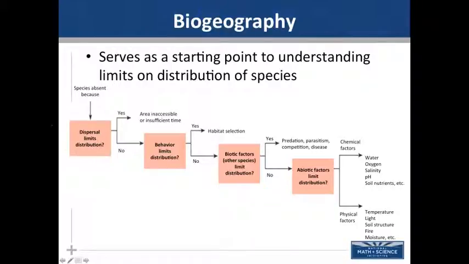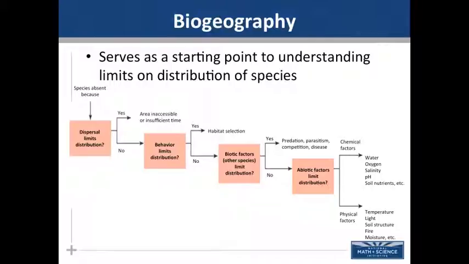So at every stage you ask yourself, was there a dispersal issue? Could they not get through? When they first started building dams, we had issues with salmon not being able to go upstream to lay their eggs and spawn. And so the area was simply inaccessible. So it had a dispersal limit. If that isn't the case, then we would move on to behavioral limits and look at that organism and figure out, was there a problem with the habitat? Was there something in that behavior that made that organism stay in a select area or not be able to move forward? And if the answer to that is no, then we would go and look at biotic factors.